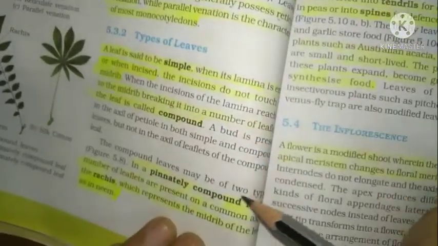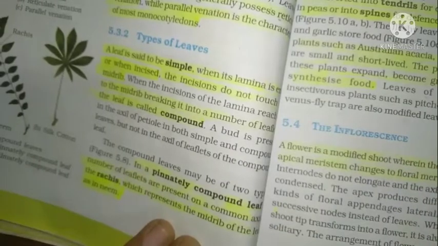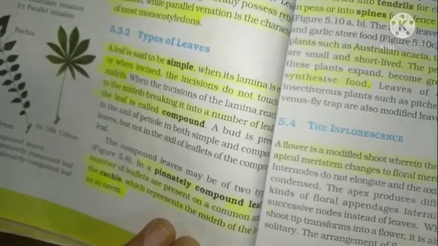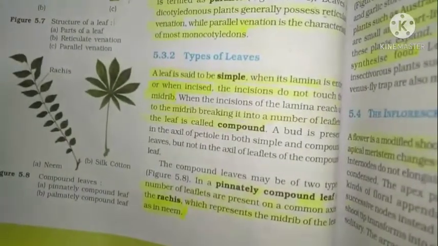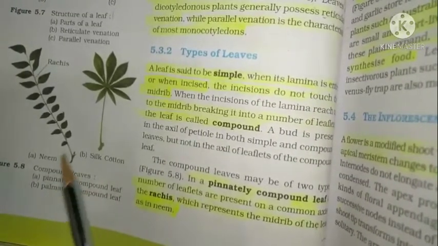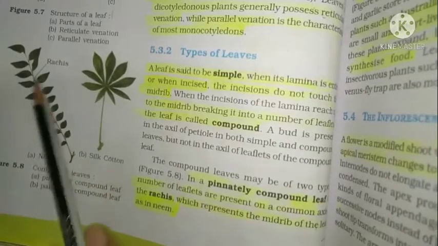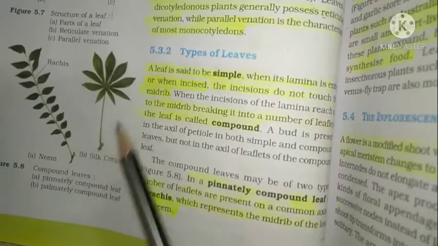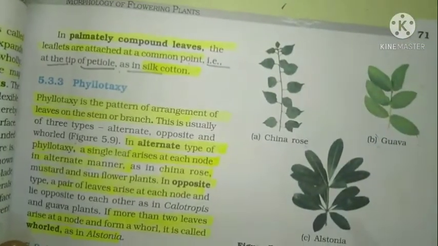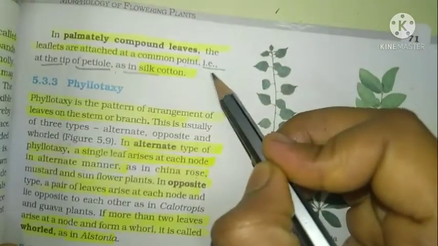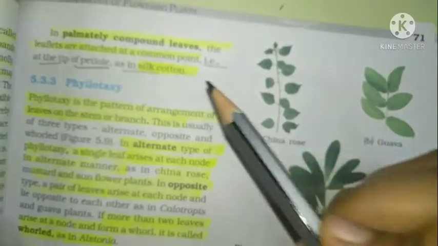The compound leaves may be of two types. In figure 5.8, in a pinnately compound leaf, a number of leaflets are present on a common axis, the rachis, which represents the midrib of the leaf, as in neem. This is a compound leaf. The first one is a pinnately compound leaf, neem. This is the rachis. B is a palmately compound leaf. This is silk cotton. In palmately compound leaves, the leaflets are attached at a common point, that is, at the tip of the petiole, as in silk cotton.